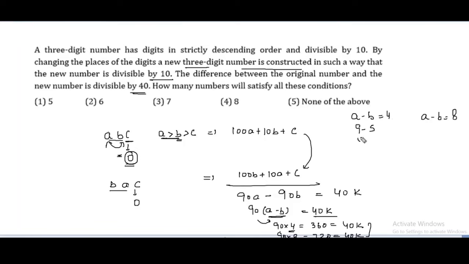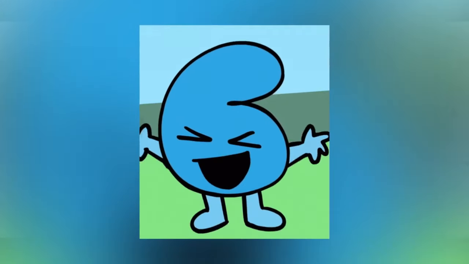Two possibilities. How many numbers? 9 minus 5, 8 minus 4, 7 minus 3, 6 minus 2, 5 minus 1. I cannot take 0 here. 4 minus 0 I cannot take, otherwise it will be a 2-digit number. So 5 such numbers here and only one number here. I cannot take 0 again. So how many such numbers? There are 6 such numbers.